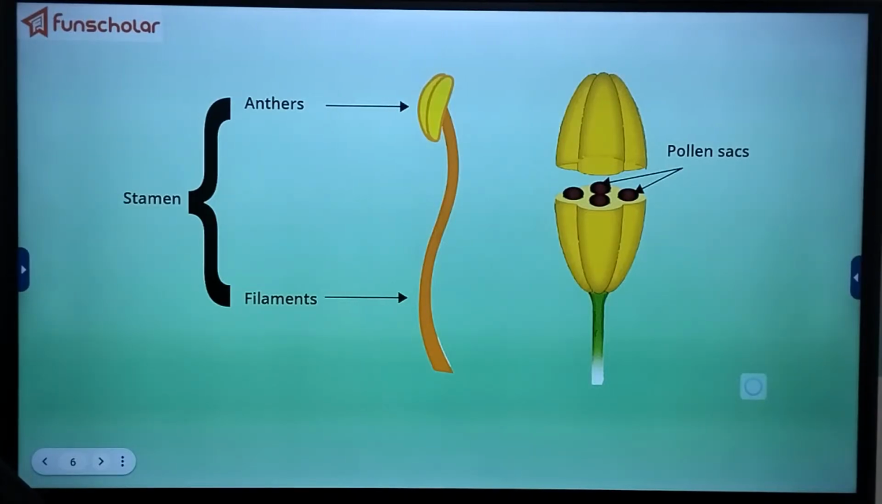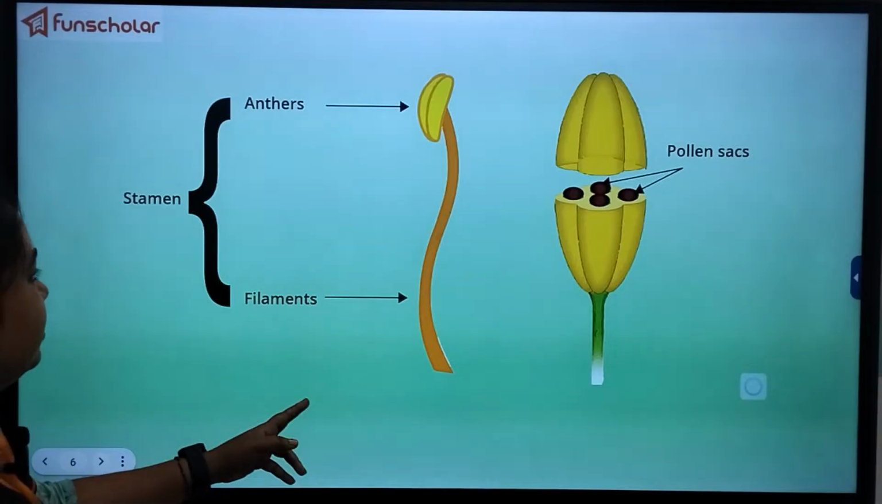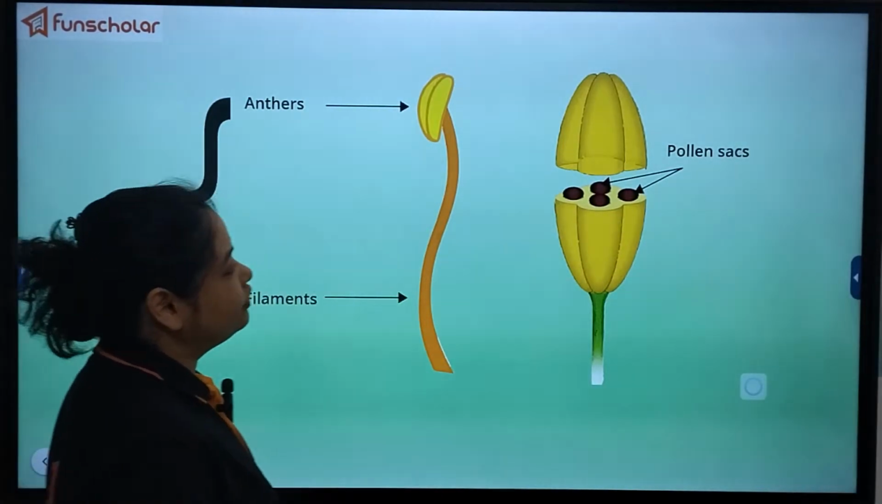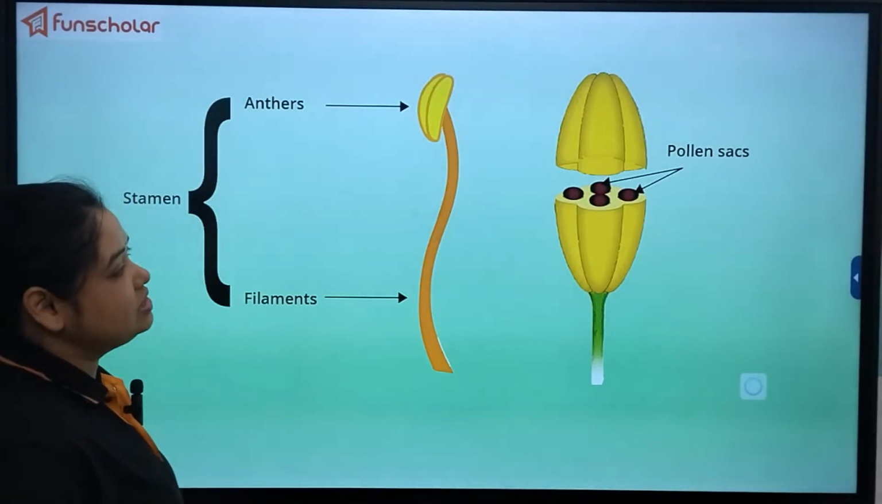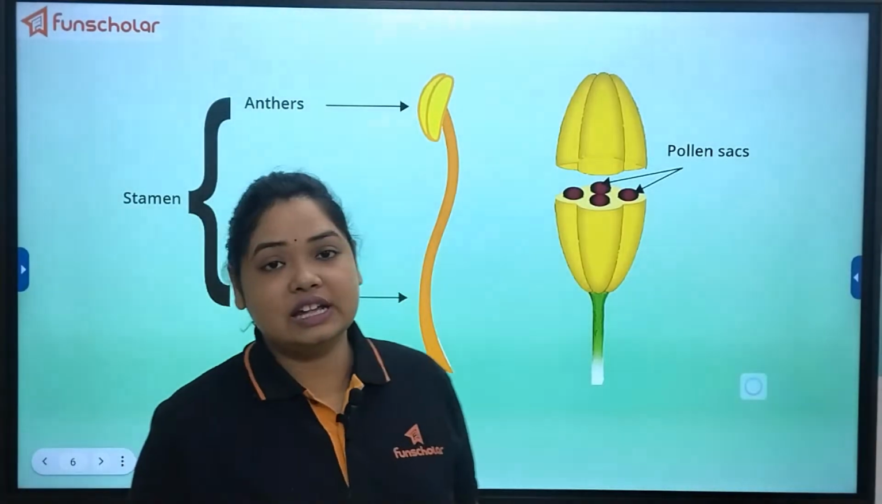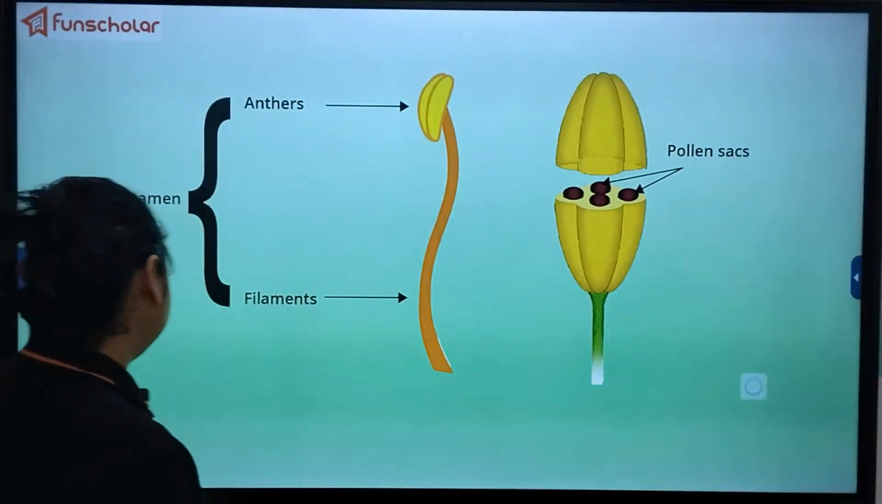This is the enlarged view of a stamen consisting of the anther and the filament, and this is the inside view of the anther, which consists of the pollen sacs inside which the pollen grains grow and develop.